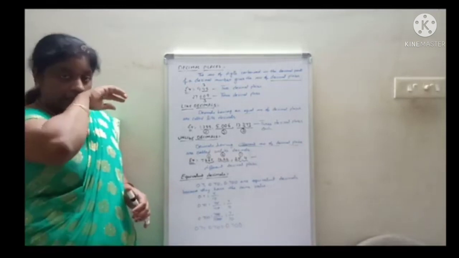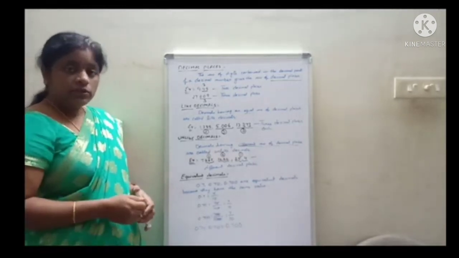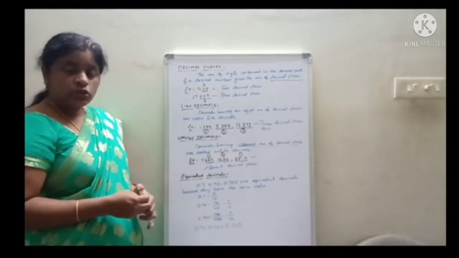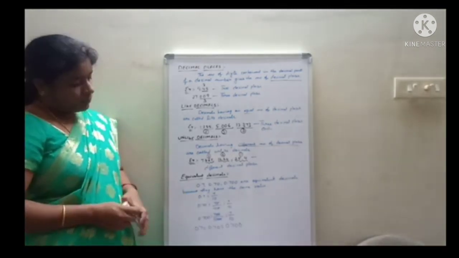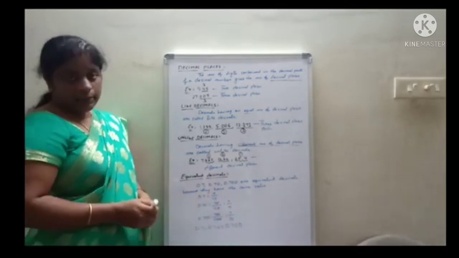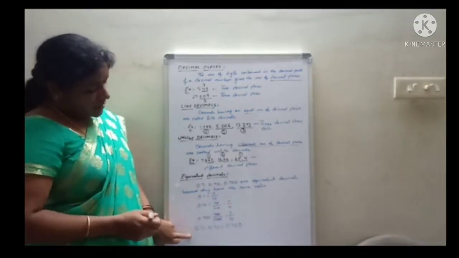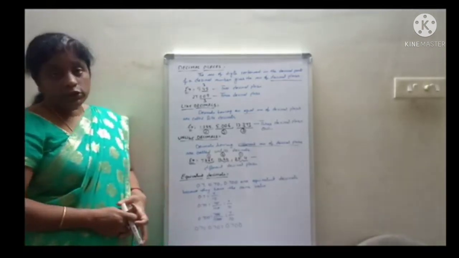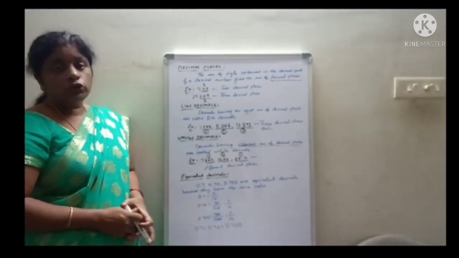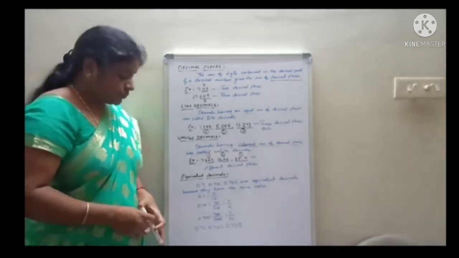0.700 is 700 by 1000. Cancel 2 zeros in the numerator and the denominator, and we get the value 7 by 10. So all the values are the same, so these are equivalent decimals. 0.7 is equivalent to 0.70 and is also equivalent to 0.700.